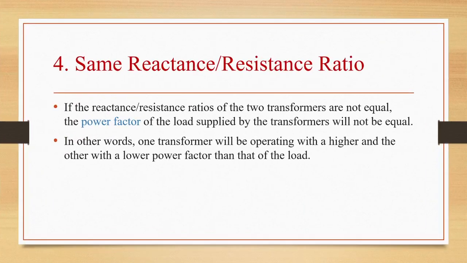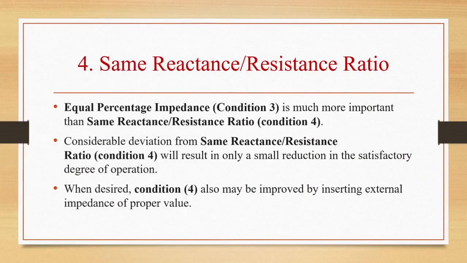The next condition for the transformers to be in parallel is the same reactance to resistance ratio. If the reactance to resistance ratios of the two transformers are not equal, the power factor of the load supplied by the transformers will not be equal. In other words, one transformer will be operating with a higher and the other with a lower power factor than that of the load.